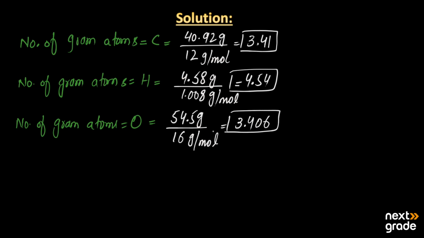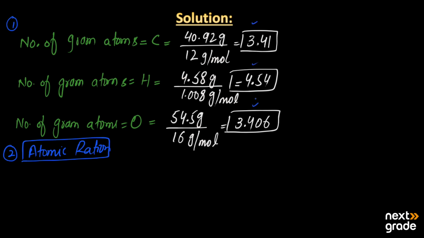Now the second step is to find the atomic ratio. This was the first step, and now we have to find the atomic ratio of the atoms. It is a very simple method. We simply divide the gram atoms by the smallest number. Here we have the numbers 1, 2 and 3, in which the smallest is 3.406.